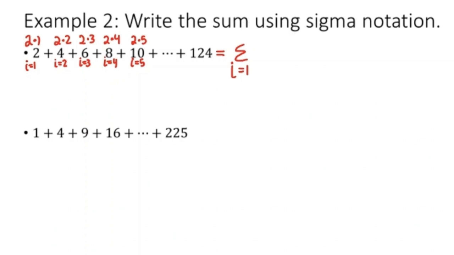So my a_i is going to be 2i. But what will be my upper bound? The ellipses, which are the three dots in between the plus signs, indicate that this pattern continues. So to obtain every term, I'm taking 2 and multiplying it by the index.